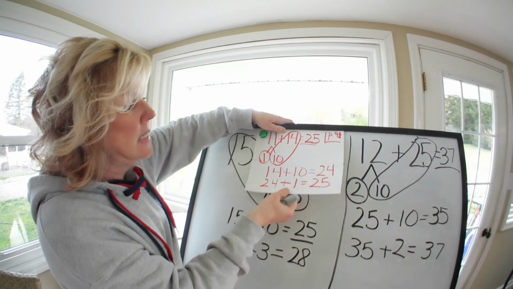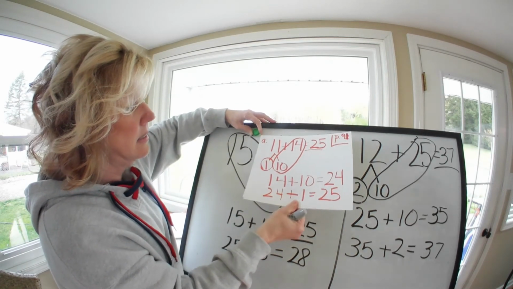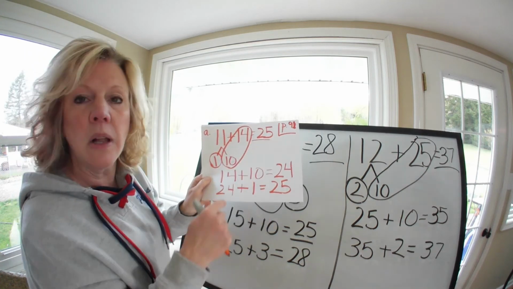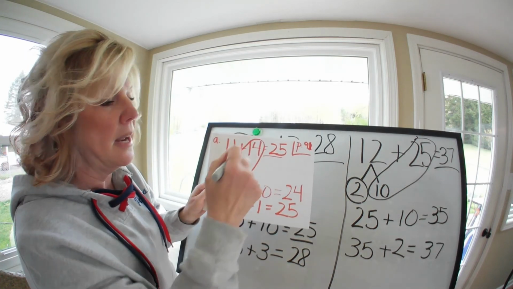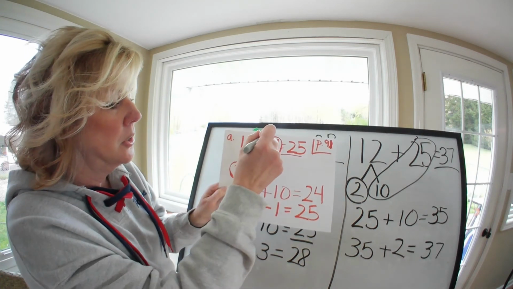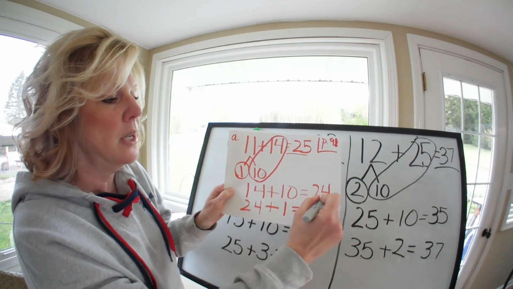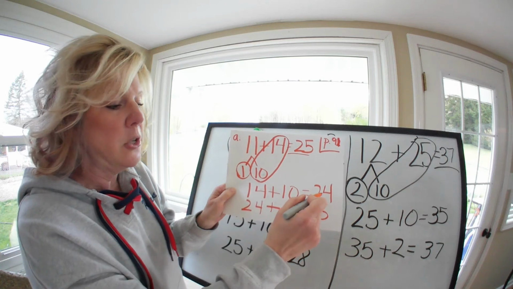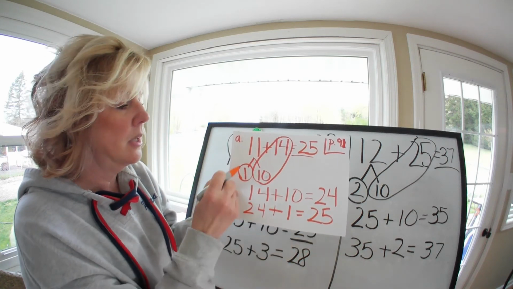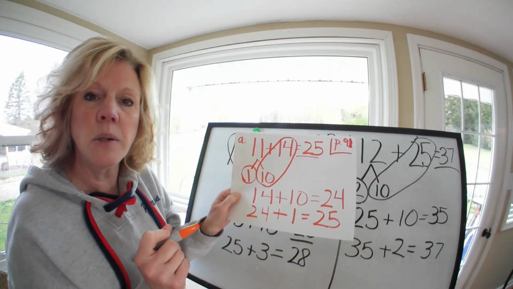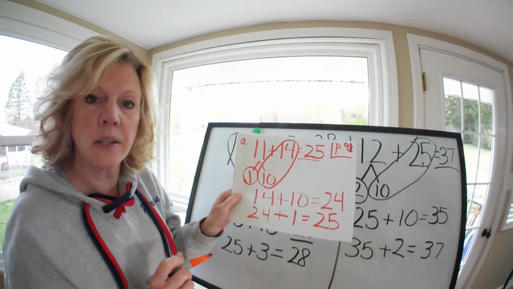So do you see how nice and neat and organized this is? I didn't scribble all over the place. I didn't draw arrows or anything. I just clearly circled my first number sentence, wrote it straight across, made sure I brought that number down here, circled the number I didn't use to bring it down, and then came up with my answer.